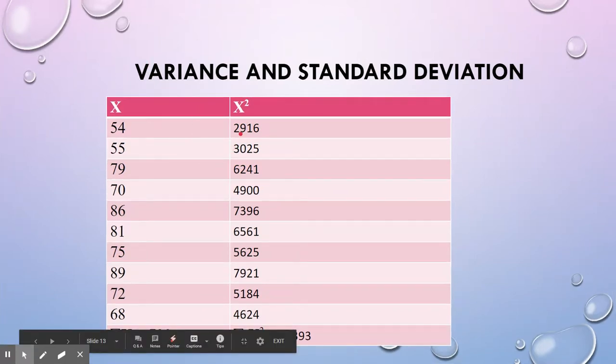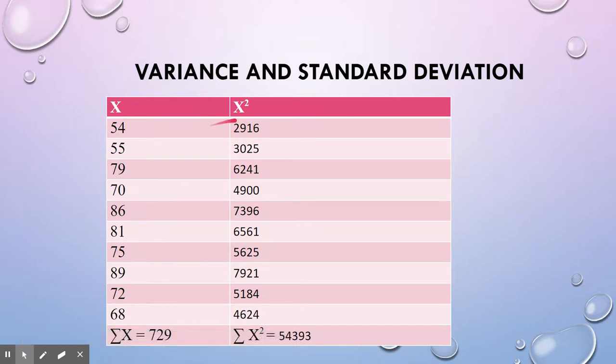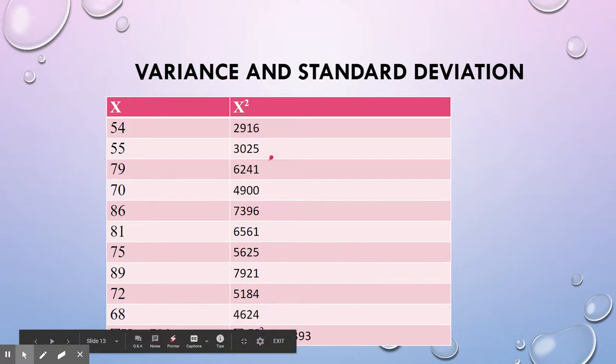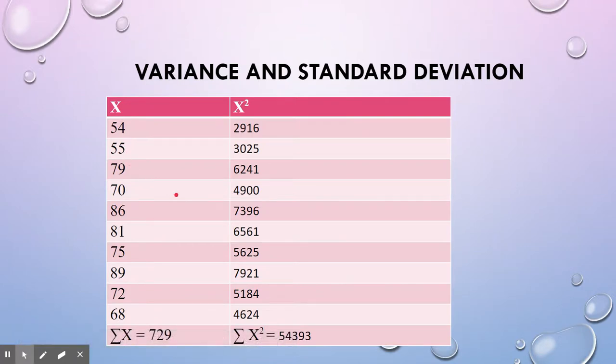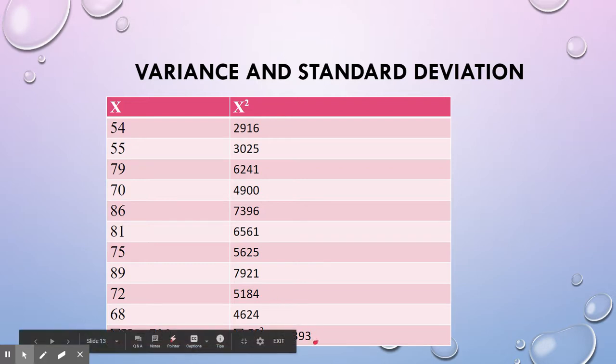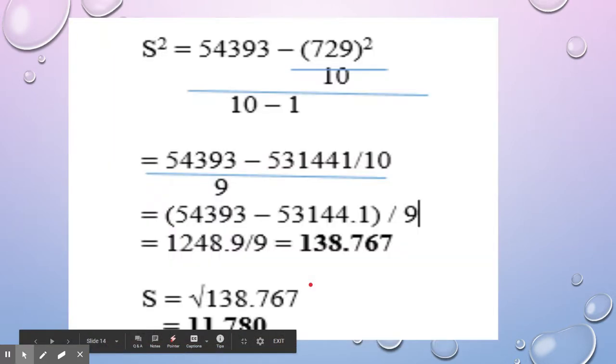Now, the formula also requires the sum of x squared, which requires us to square each of these individual x values. So it's 54 squared, 55 squared, 79 squared, and so on. We square each of these individual x values and we add them up, and that gives you the sum of x squared, which we can see for this example is 54,393.